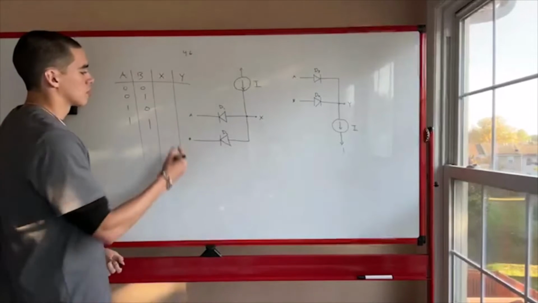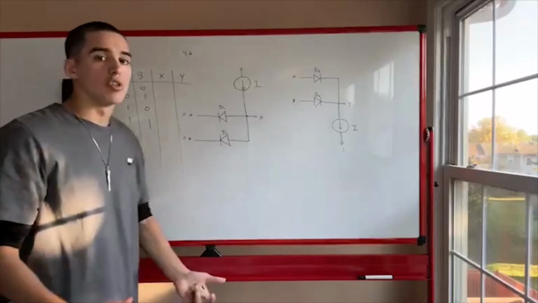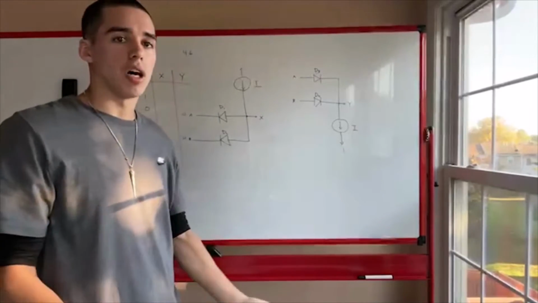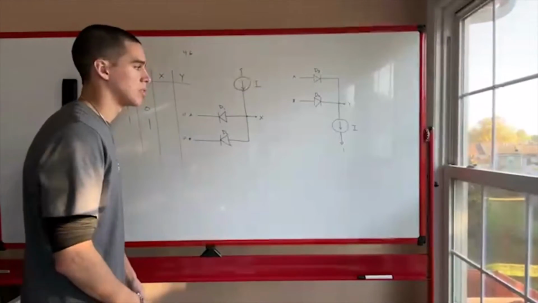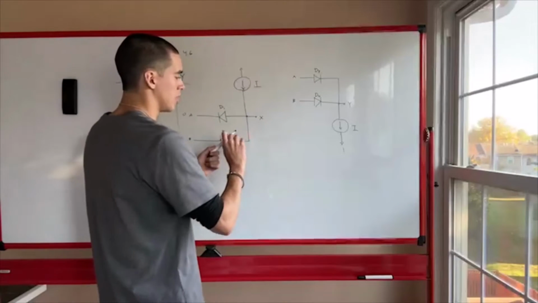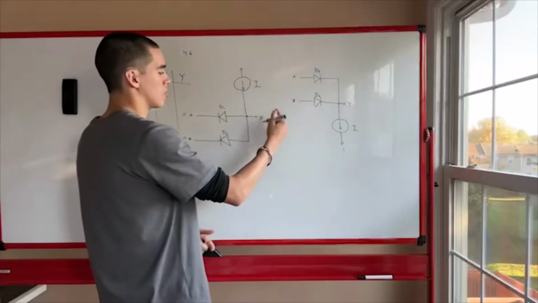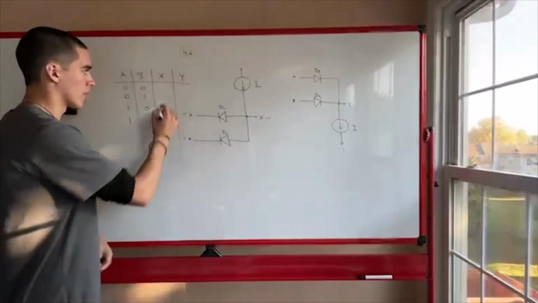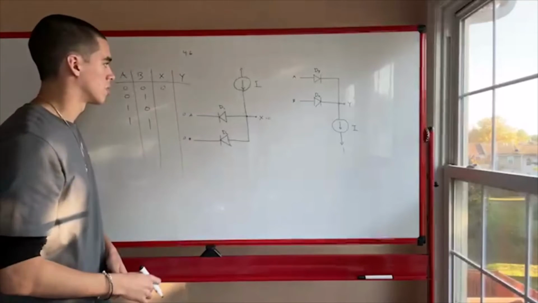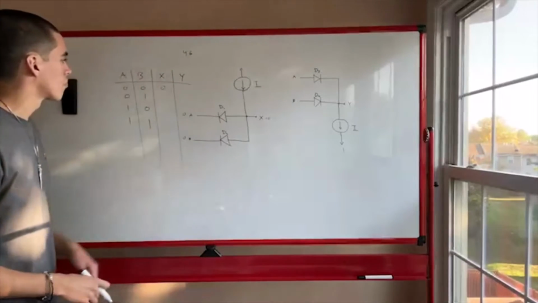So let's go with the first case, A is 0 and B is 0. Let's just assume both of the diodes are on or off. We'll see what happens, right? So if you assume D1 is on, this is a short, so X would be equal to 0. And if this is also on, X would be equal to 0, and it would all work out well. So let's go ahead and say that's good. What about the next case?